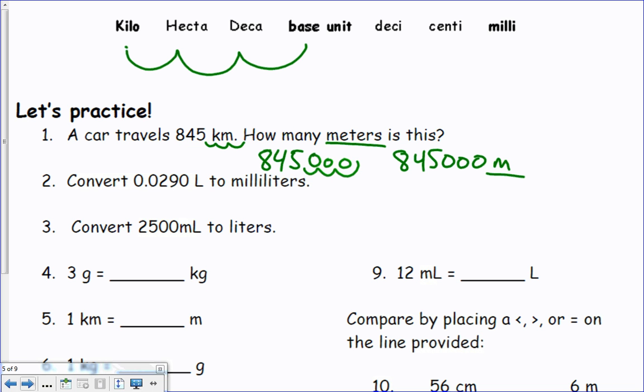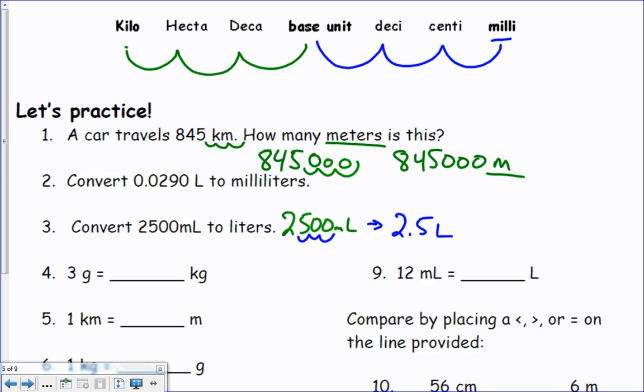I'm going to do number 3 and leave number 2 and the rest of them for you, actually. Let me do 3. 2,500 milliliters. That puts me, switching colors, here, at milli. I want to get to liters, which is a base unit. Notice there's no prefix. 3 places to the right, 1, 2, 3. That takes me to 2.5 liters. So 2,500 milliliters is 2.5 liters.